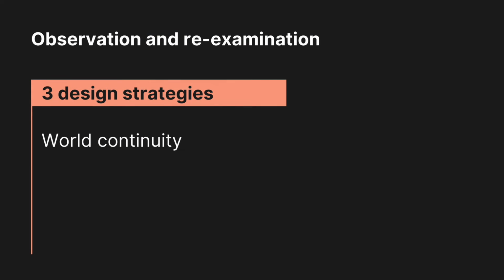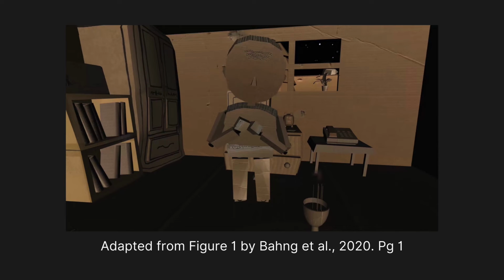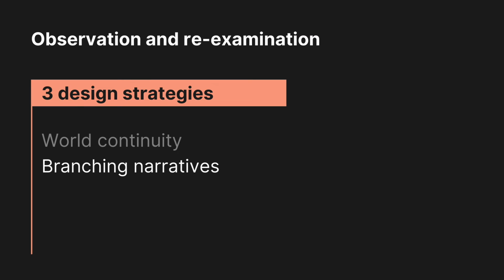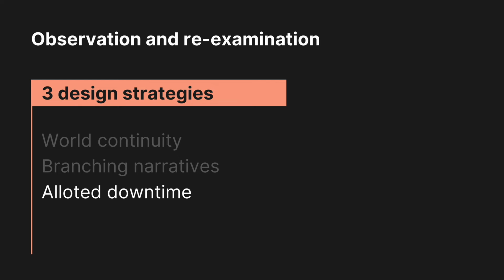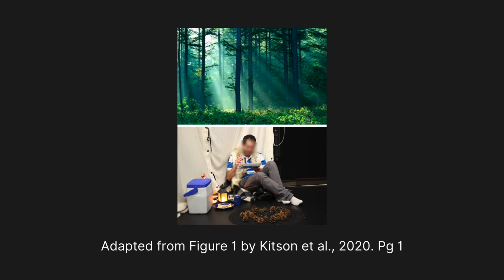The next part of the model is observation and re-examination, where the user is given opportunities to reprocess and learn and gain new insights. So there are 3 main design strategies that support this. The first is world continuity, where the virtual world continues despite the user's presence. For example, one study featured a main character who didn't acknowledge the user, allowing for layered observations and reflection about the protagonist. Another technique is branching narratives, where users can witness the consequences of their actions and engage in experiential learning. Finally, we identified the strategy of allotted downtime between events. And this is where the user was given unstructured time to reflect during or after the VR experience.